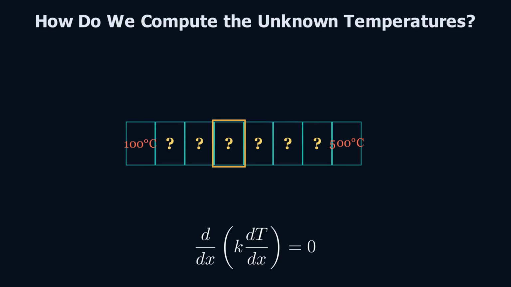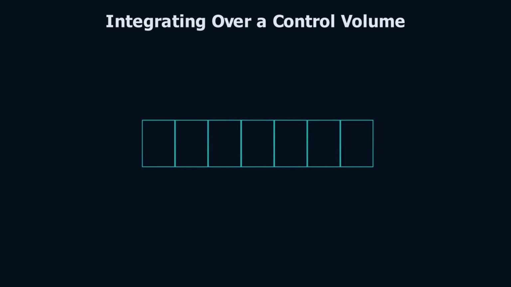To compute the unknown temperatures, we begin with the governing equation for one-dimensional steady heat conduction. This equation expresses the conservation of energy. Our task is to convert it into a form that the computer can solve. Instead of solving the governing equation everywhere at once, the finite volume method solves it one control volume at a time.